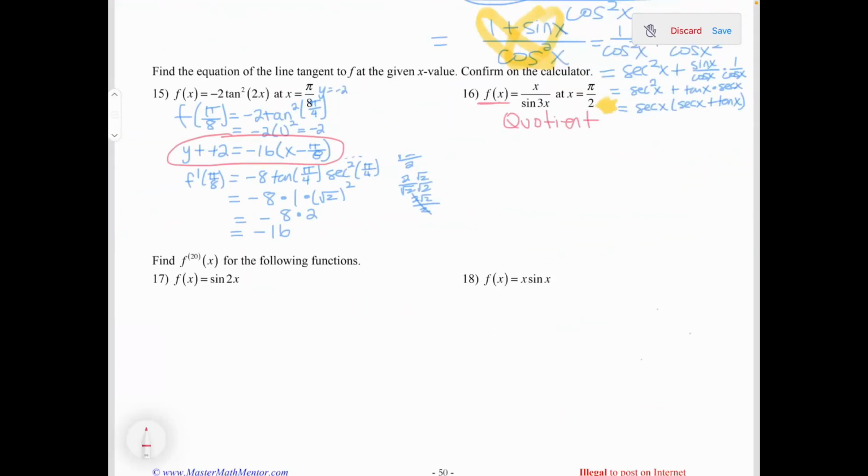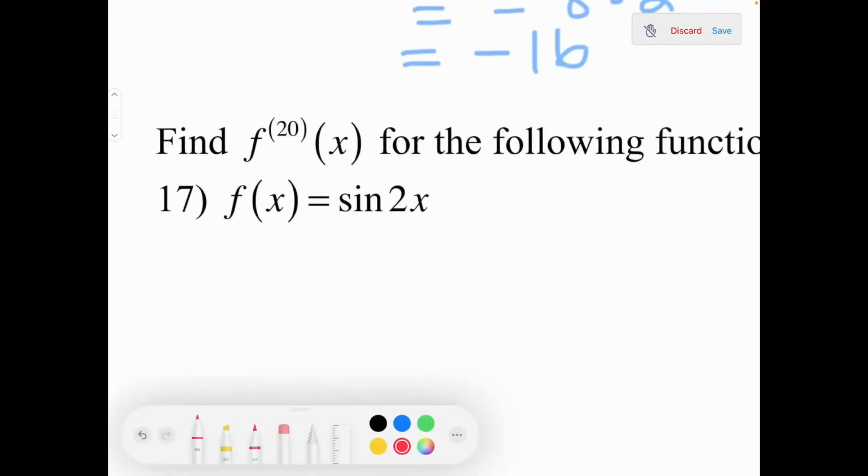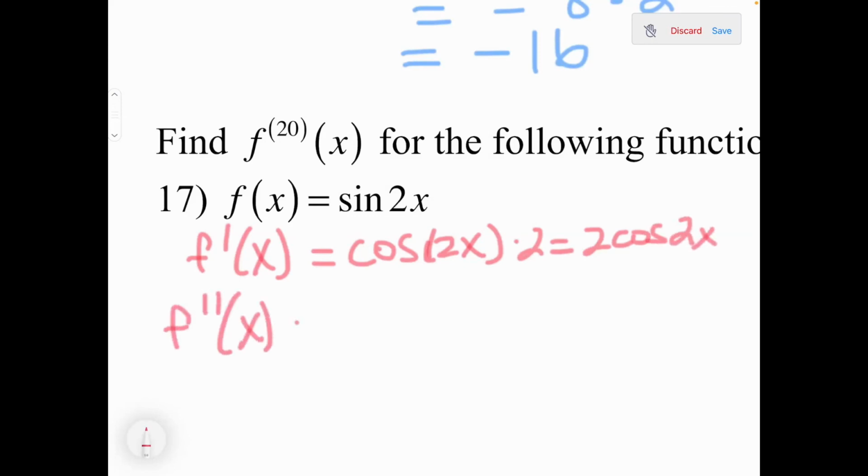All right, for 17 and 18, it says find the 20th derivative for the following. So we just need to find a pattern here. We can find that pattern by taking a couple derivatives. So f prime of x, derivative of sine is cosine 2x times 2. So that's 2 cosine 2x. And then the second derivative, we're going to take the derivative of cosine, which is negative sine. So we get -2 sine 2x times 2, which is -4 sine 2x.